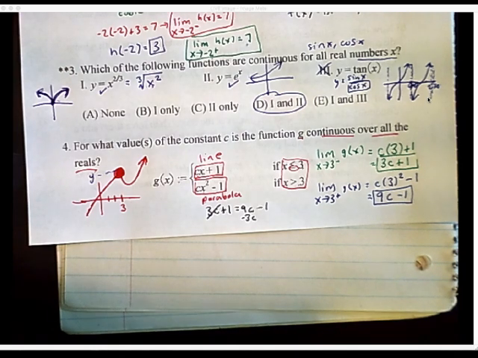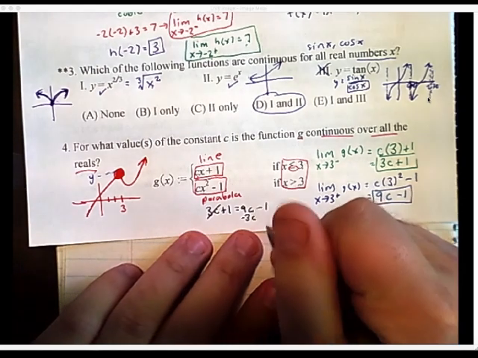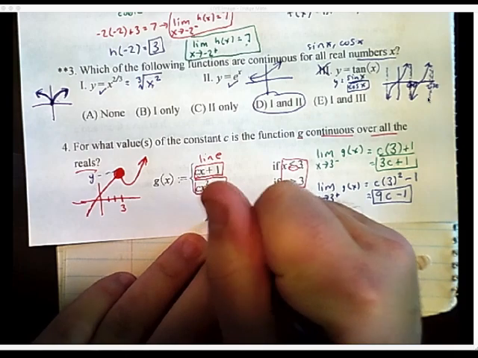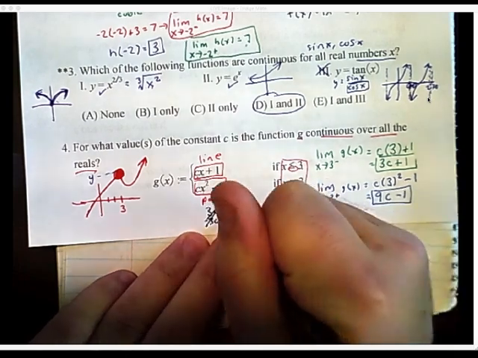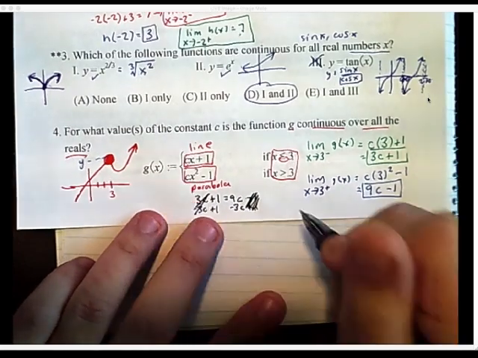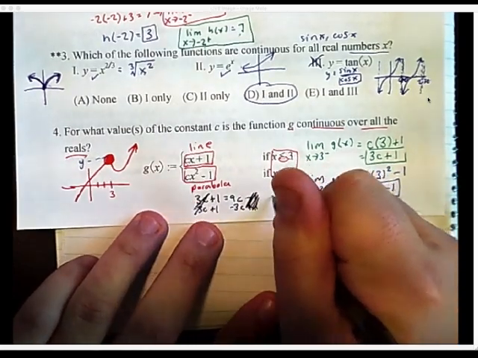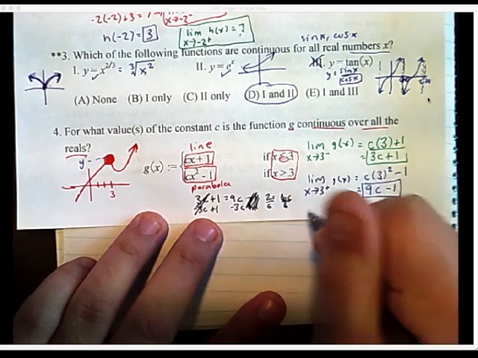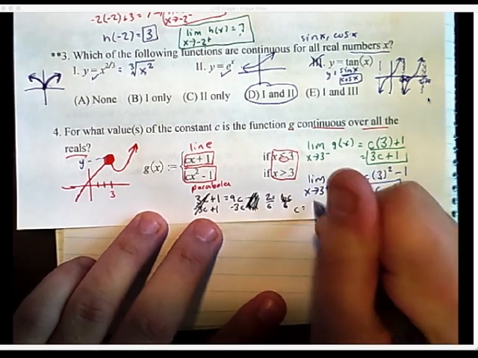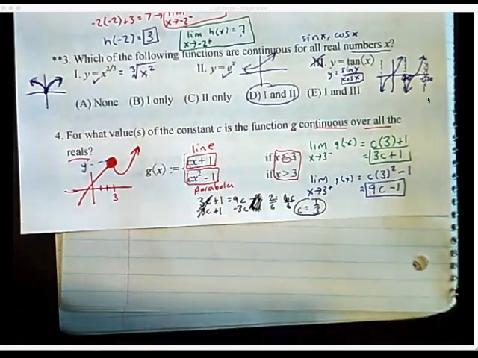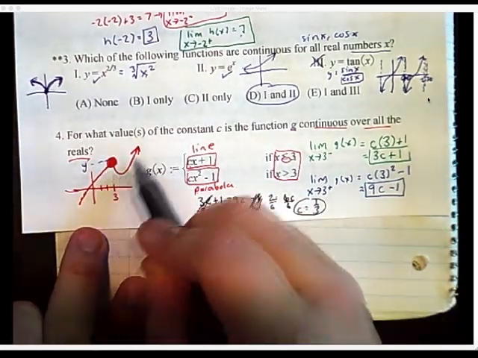All right, apologies about that. All right, so we subtracted 3c from both sides. Just add 1 to both sides. That'll make those go away. Then you'll have 6c equals 2. Divide both sides by 6. And c would equal 2 over 6, which I can simplify to 1 over 3. So as long as c equals 1/3, then the function is going to be continuous.